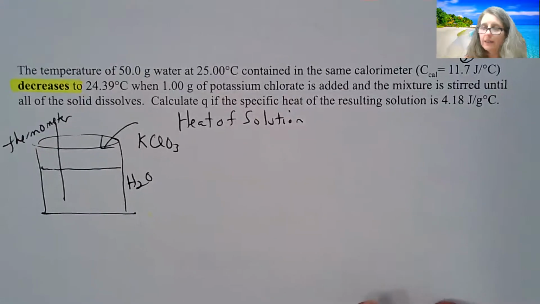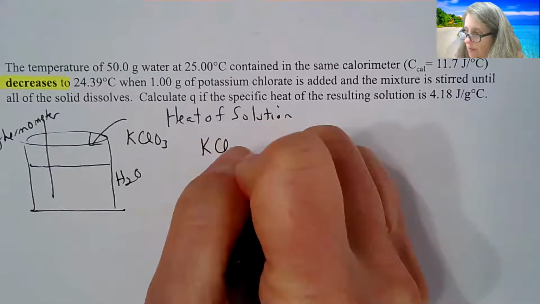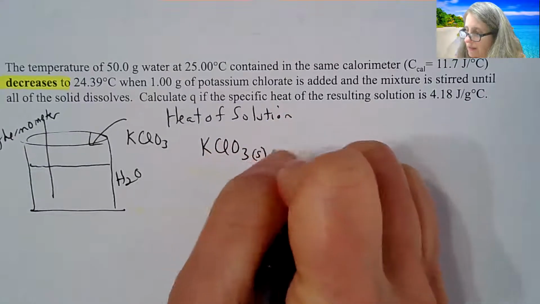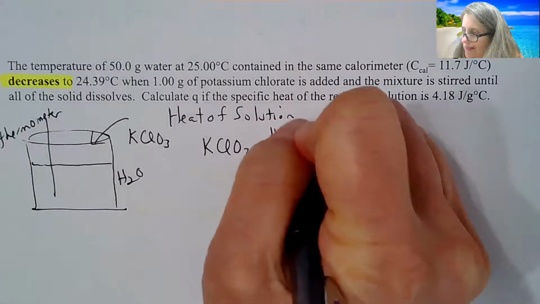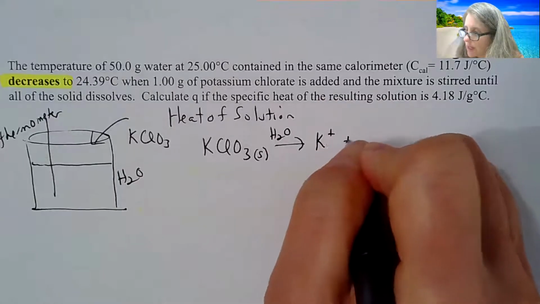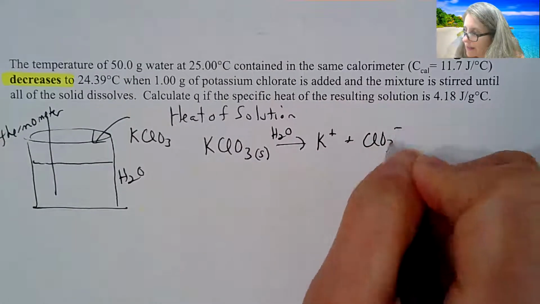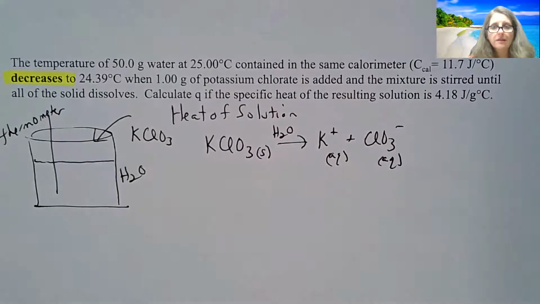So when I am doing what we call heat of solution type problems, what I typically do is write the solid on the left. I write an arrow. I put water above the arrow. You sometimes see this in other resources as well. And then it's breaking up into its ions, aqueous ions. And it says all of the solid dissolved.